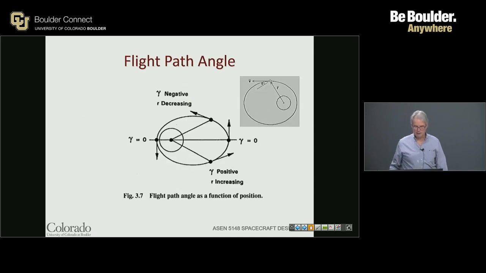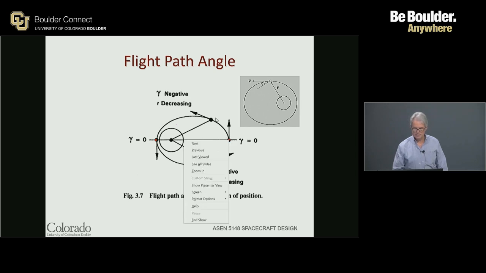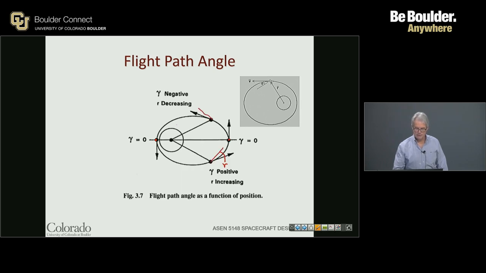Flight path angle we've talked about. Flight path angle 0 at periapsis, 0 at apoapse. Flight path angle is positive with r increasing. Okay. We come to 0 flight path angle, and then we refer to it as negative on the return. So flight path angle positive going out, negative coming back in.